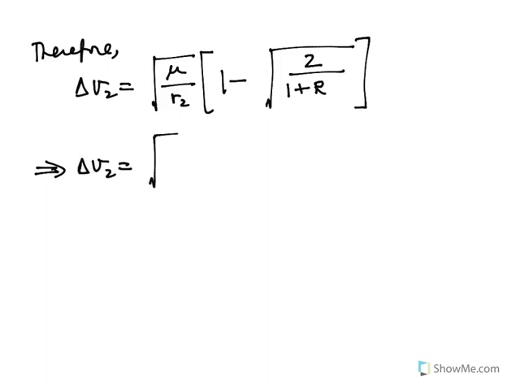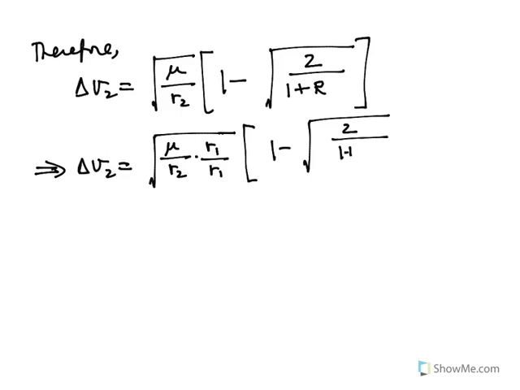So you get the square root. I'm going to write it this way: mu over r2 times r1 over r1, which doesn't really do anything. It just multiplies by 1. But that allows us to rewrite this in a different way.